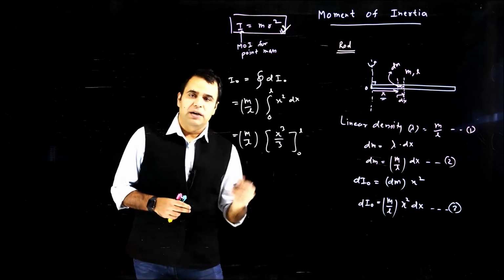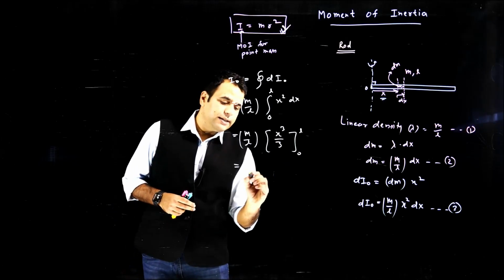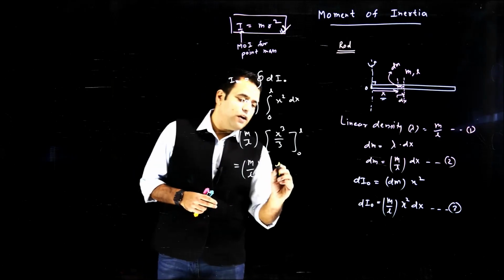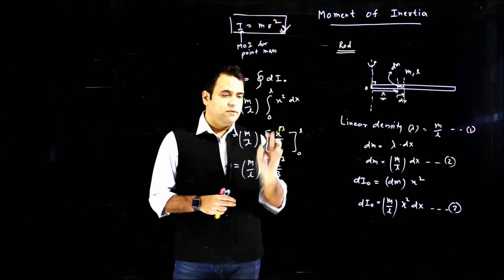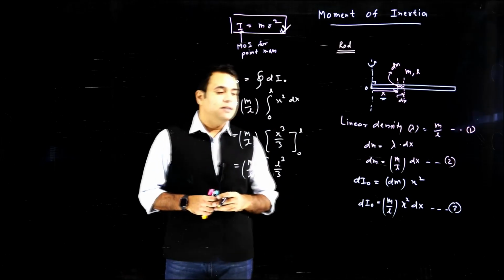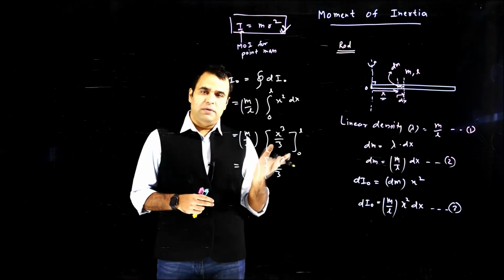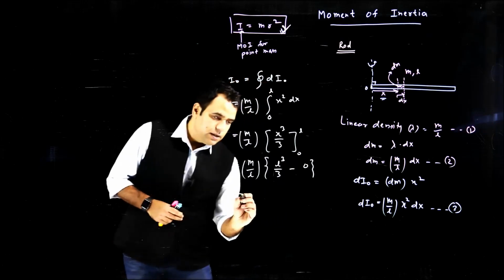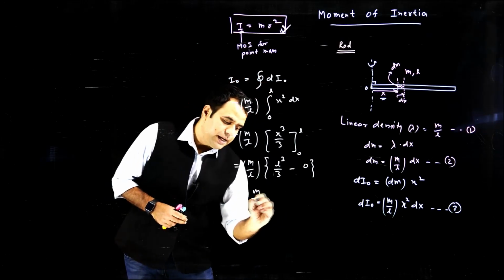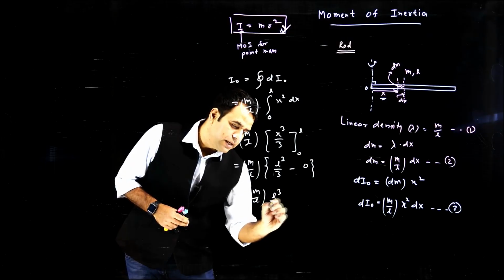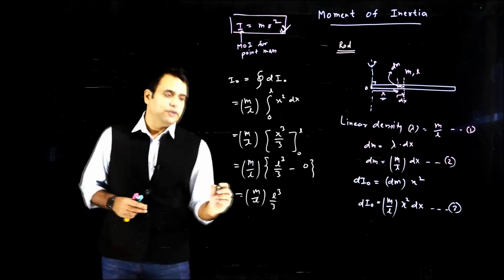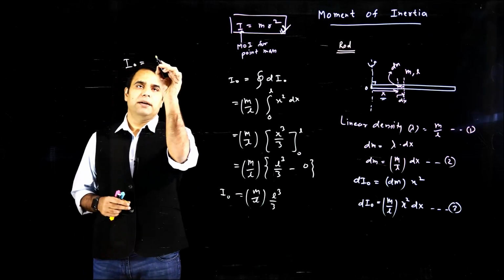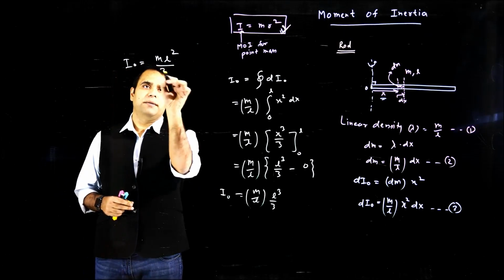So now we have to put the limits here. So it is m by L. First we will put the upper limit. So that will be L cubed by 3. We'll replace the x by the upper limit, that is L. So it will become L cubed and 3 is already there. Minus 0 because lower limit is 0. If we take this out, it will be m by L multiplied with L cubed by 3. And if you write the total value, this I naught is going to be mL square by 3.